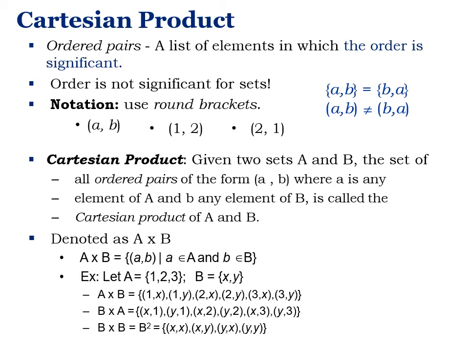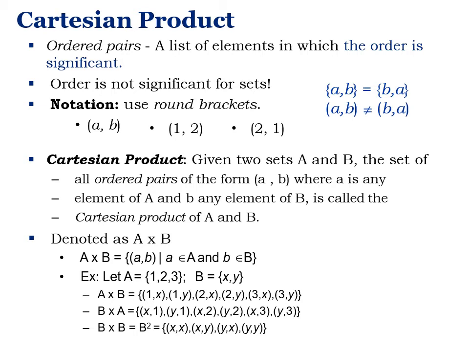For example, you have a set A which has elements 1, 2, 3, and set B with elements X and Y. So your Cartesian product of A and B, in ordered pair form, is (1, X), (1, Y), (2, X), (2, Y), (3, X), and (3, Y). Next is the Cartesian product of B and A. So B and A, you start with B: (X, 1), (Y, 1), (X, 2), (Y, 2), (X, 3), (Y, 3).